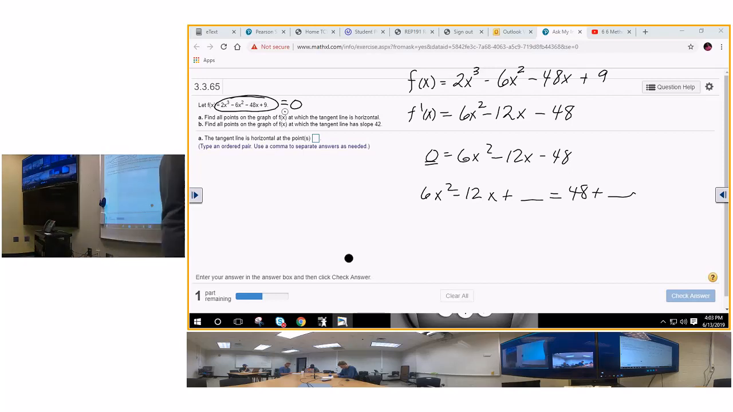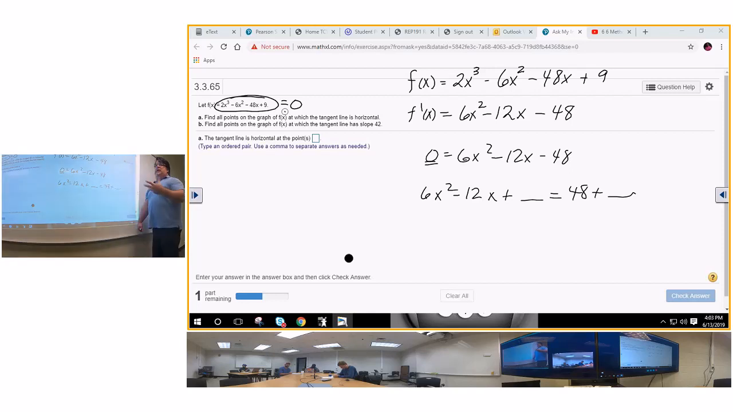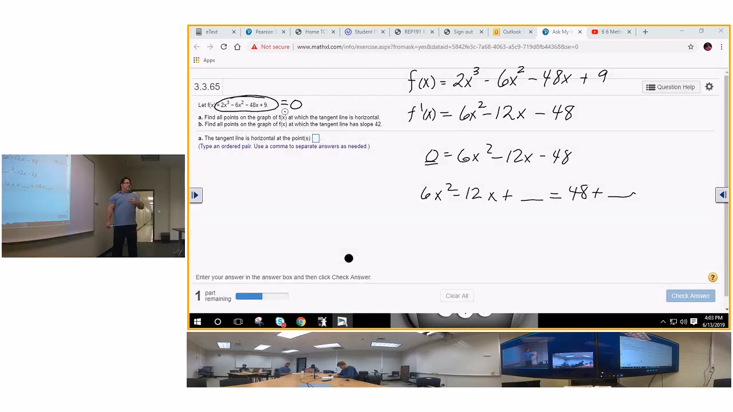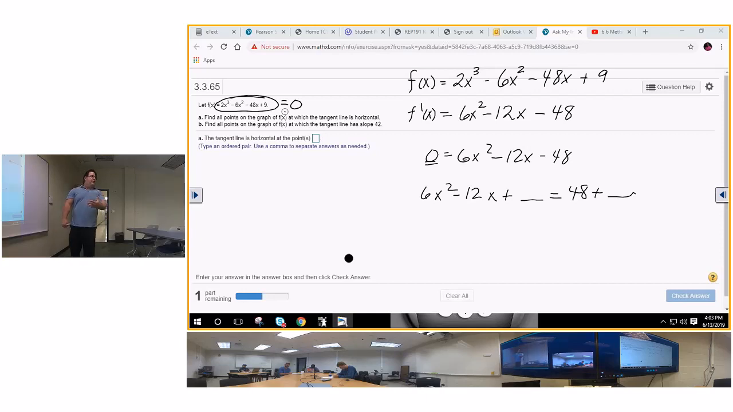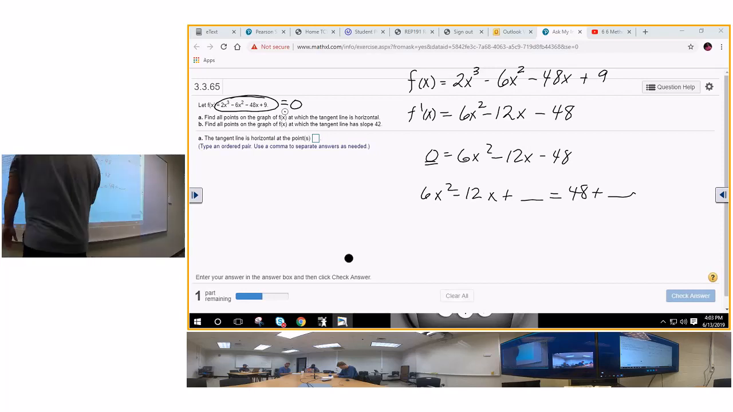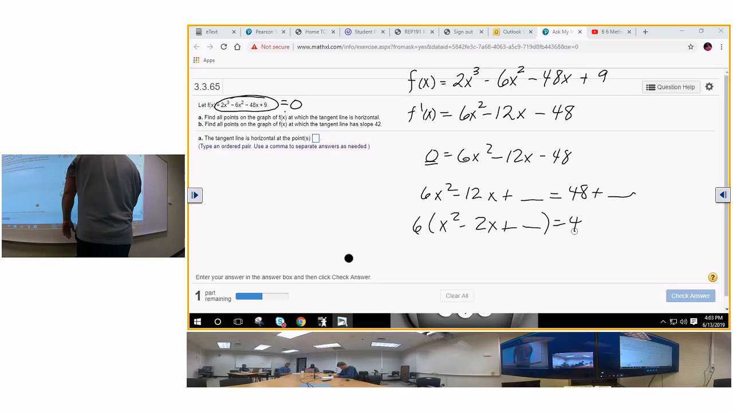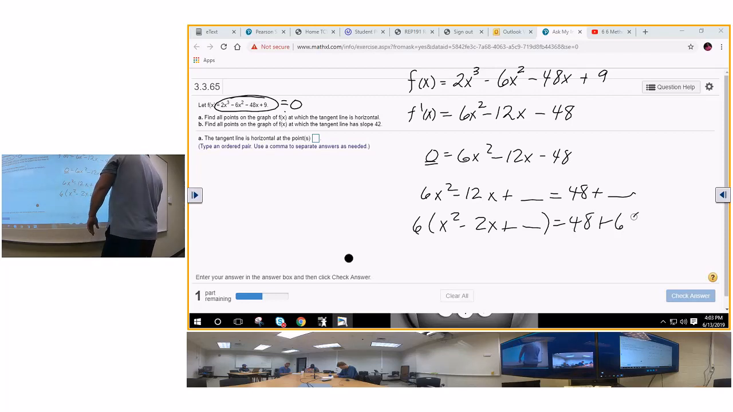So hopefully you're starting to see that calculus is not meant to be a burden. It's meant in some cases to take the burden off of you in doing some of the more complex mathematical algebraic expressions. Okay? So we have to take 6 out. 6 times x squared minus 2x plus blank is equal to 48 plus 6 times blank.